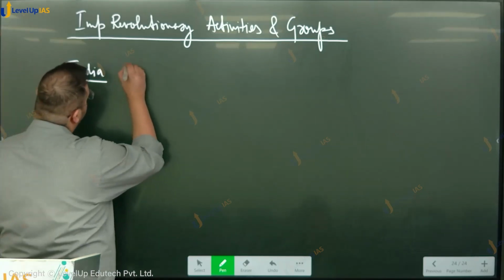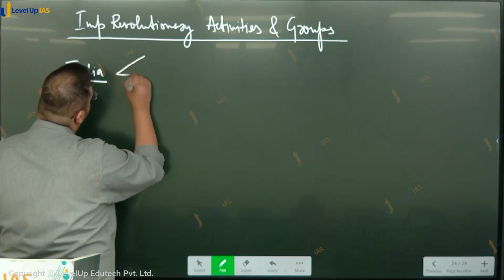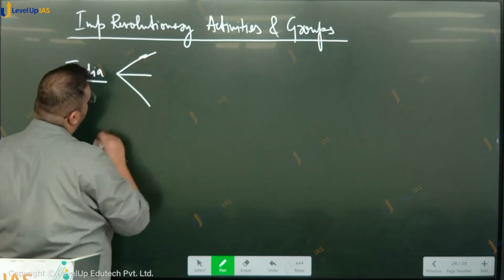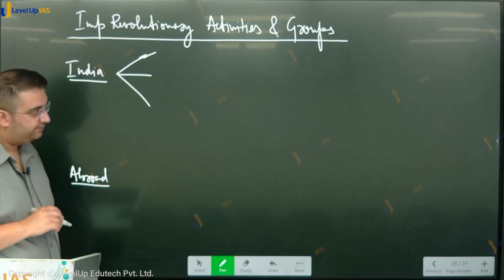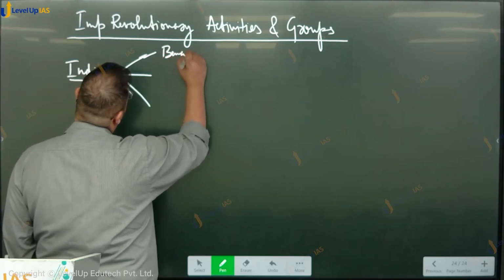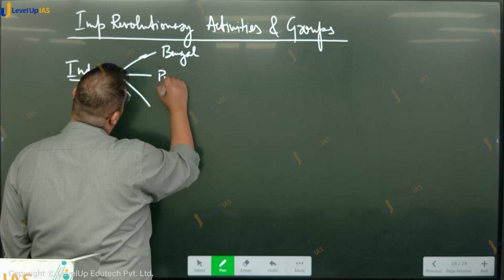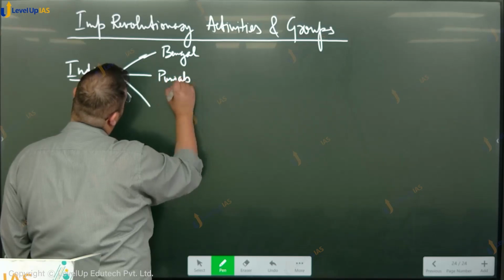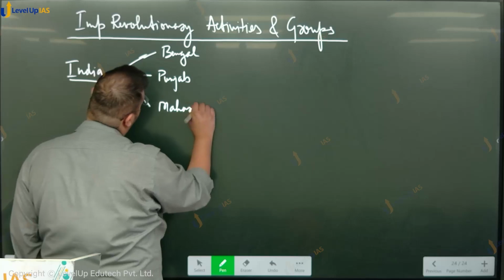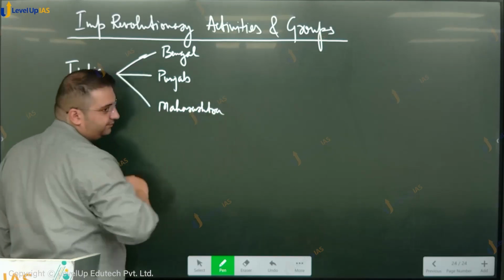In India, there were 3 prominent centers of revolutionary extremism. One was Bengal, the other was Punjab, and the third was Maharashtra.